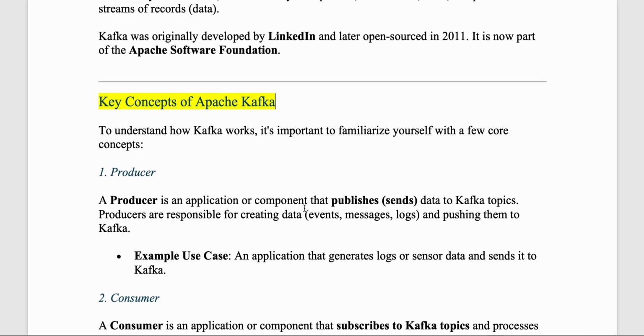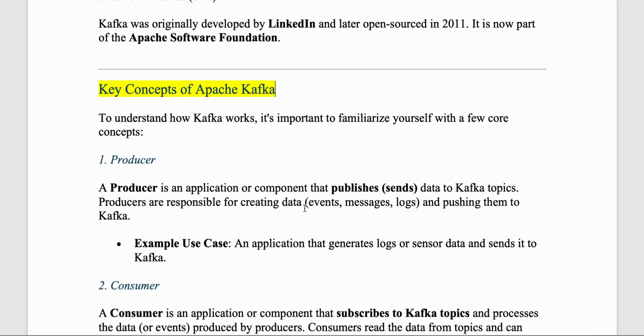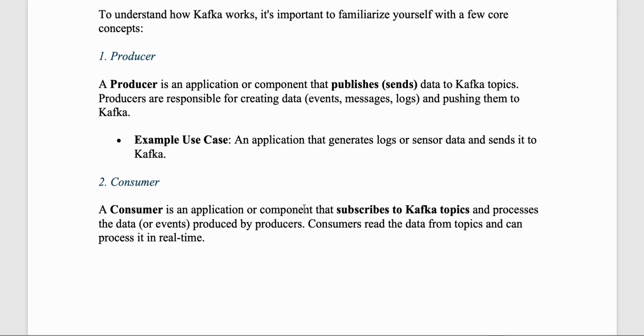So how does Kafka work? First, you have to understand the producer. A producer is an application or component that publishes data to a Kafka topic. For example, something like a sensor generates sensor data and sends it to Kafka. That is a producer. A consumer is an application or component that subscribes to a Kafka topic.